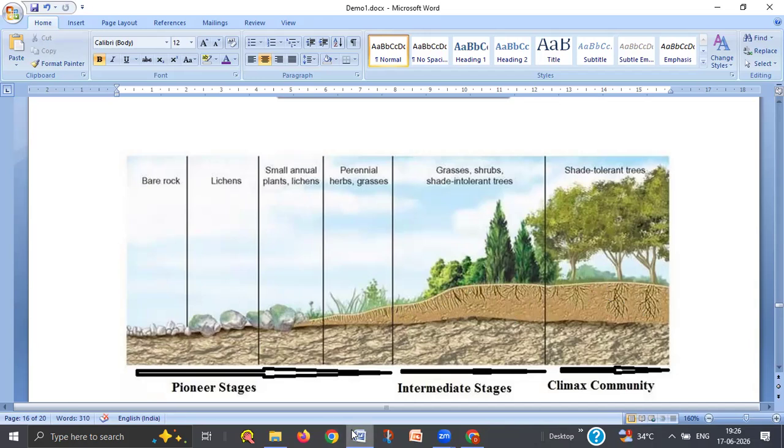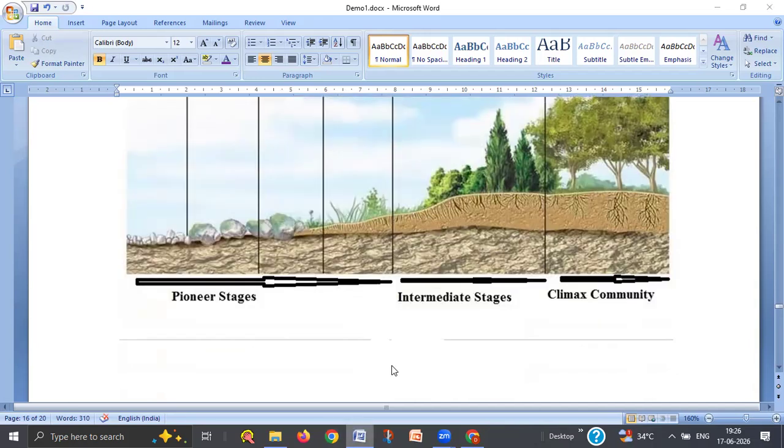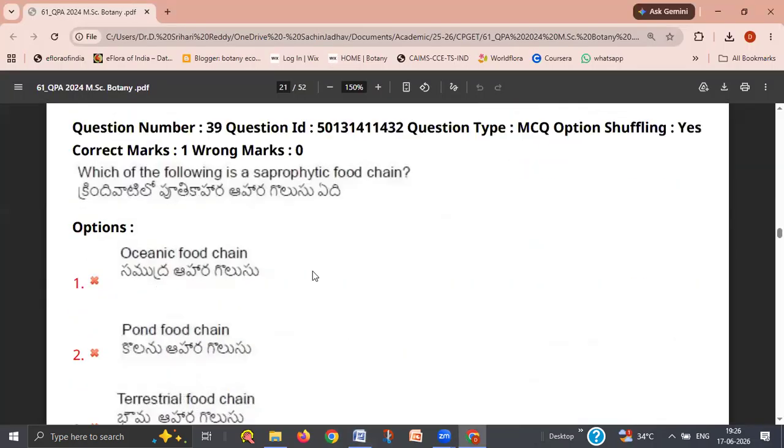Okay, next. Which of the following is a saprophytic food chain? So we have seen several types of food chains in ecology.